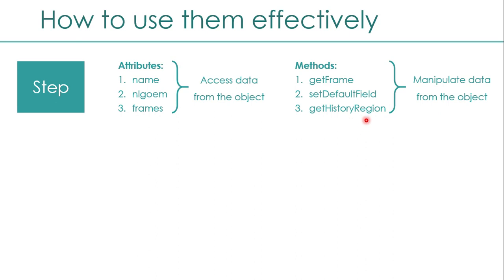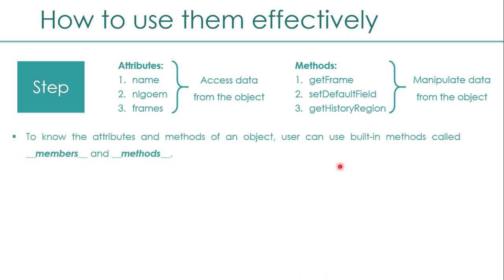Okay, so how will we know which are the attributes and which are the methods? To know that, in Abaqus we have some built-in methods specially developed to answer these questions. So there are 2 methods in the Abaqus Python: double underscore members double underscore, and double underscore methods double underscore. Using these 2 methods you can actually see what the attributes and what the methods are.